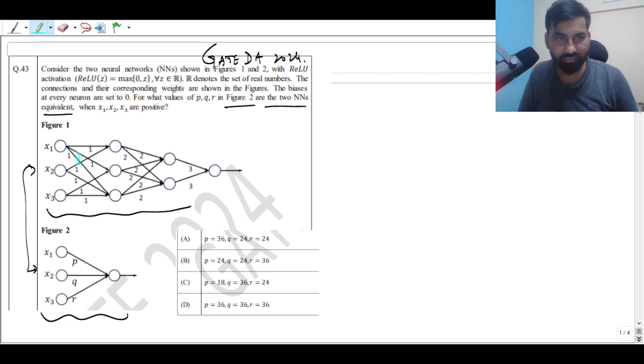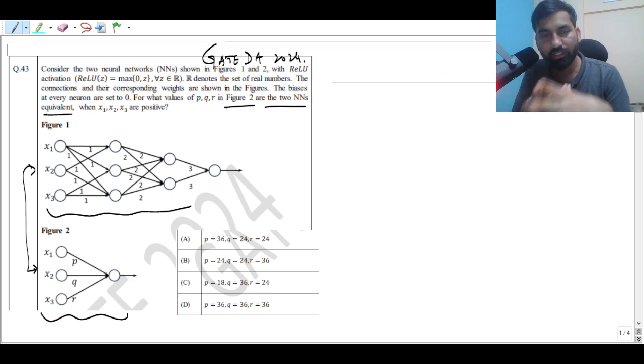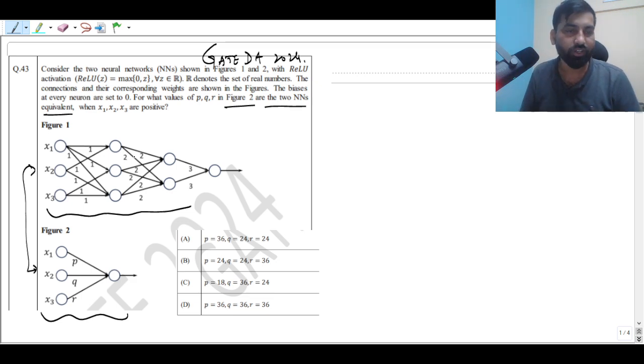This is nothing but a layer of neurons. This is also a layer of neurons. Two layers of neurons are connected here, and many layers are there. Since they have also mentioned in the question that the bias at every neuron is set to 0, no biasing is there. So you can consider this neuron as number 1, second, and this is third.